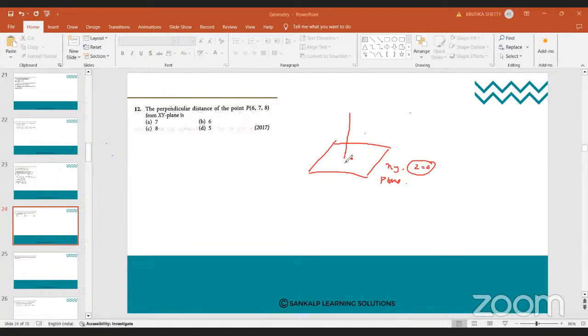So see here we require the distance between these 2 points. So if I draw the perpendicular, okay, foot of the perpendicular, if I consider it as Q, so this will be (6, 7, 0). Now when we apply the distance formula, 6 minus 6 it will be 0, 7 minus 7 it will be 0, 8 minus 0 will be 8 square. 8 square is 64 and square root of 64 will be 8. Okay, so 8 will be the answer.